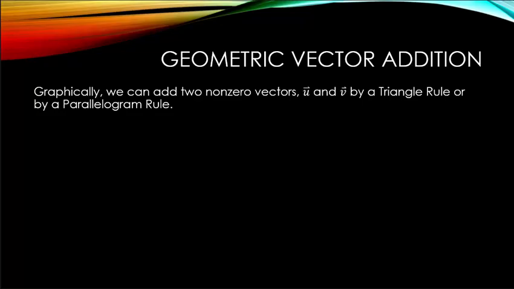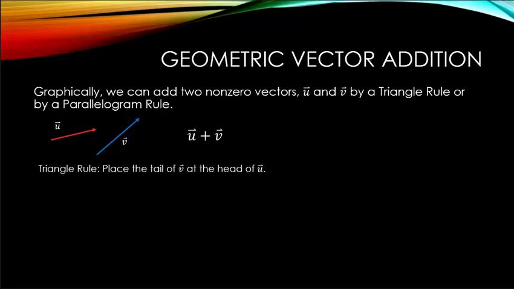I can also add vectors geometrically. Graphically, I do this using something called a triangle rule or a parallelogram rule. Use whatever makes the most sense for you. Here are my two vectors, u and v, and I want to add them together. I'm going to add u plus v.